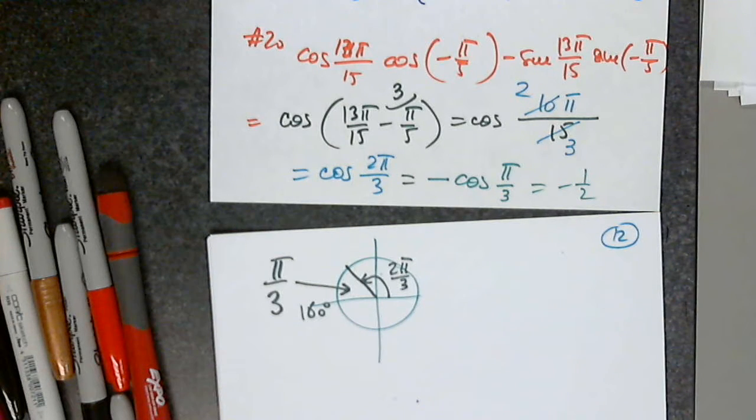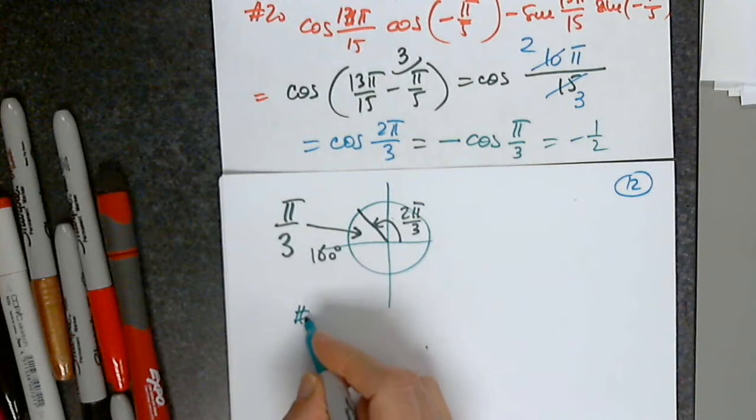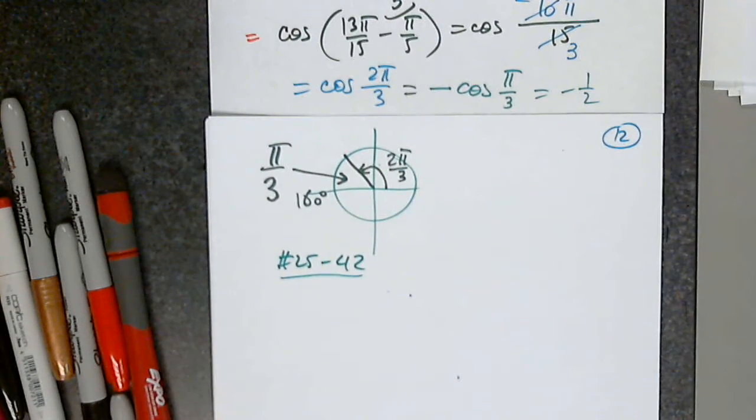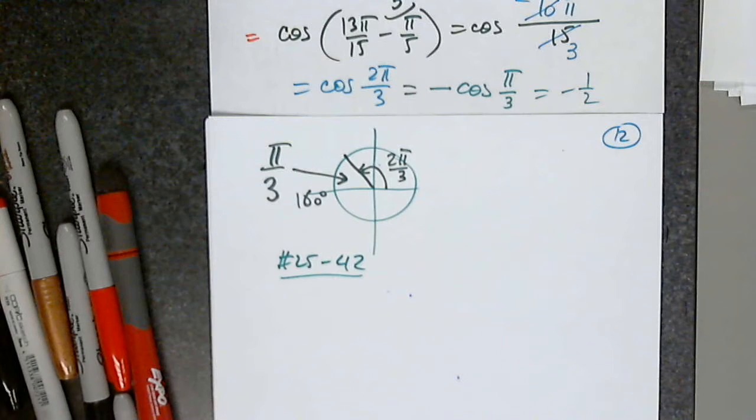Okay, moving on. Prove the cofunction identity. We just did 21 through 24. You can do that on your own. Let's prove some identities, 25 through 42. Let's look at a couple of identities and prove them. If you don't want to choose, I'll choose 34.